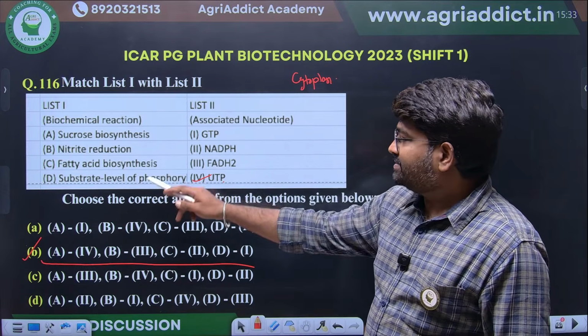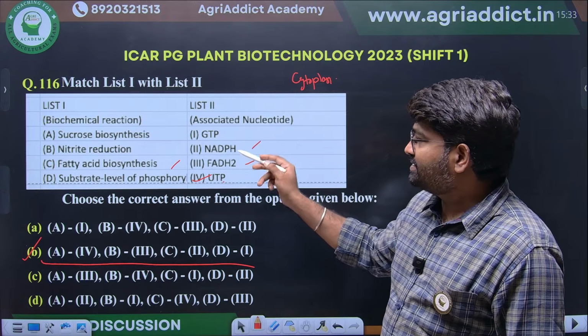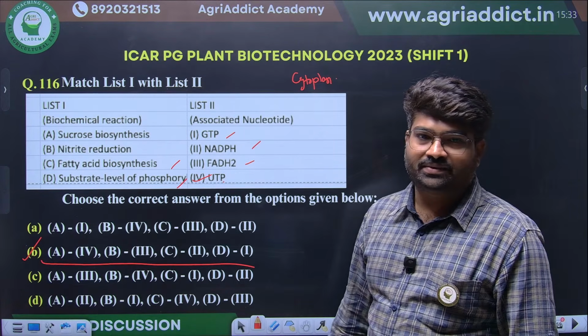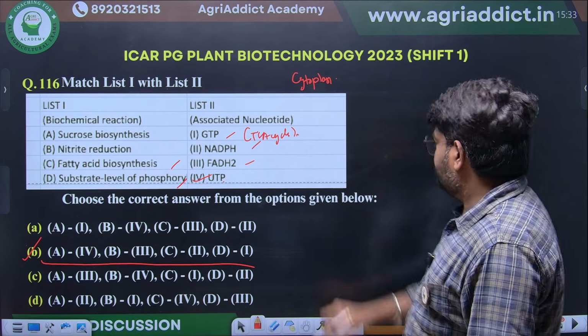Nitrite reduction will require FADH2, fatty acid synthesis needs NADPH. This is a biosynthetic process. Substrate level phosphorylation, GTP formation in the TCA cycle. Okay.